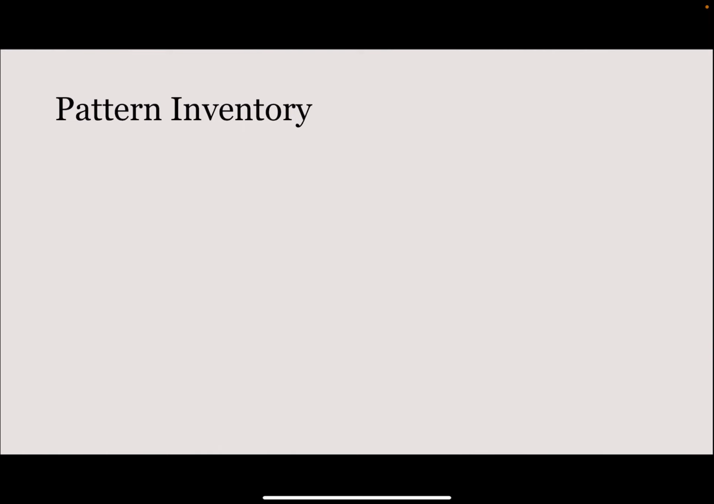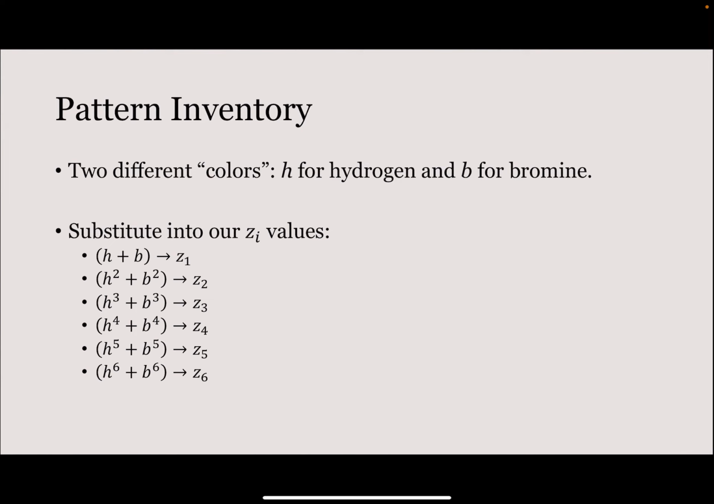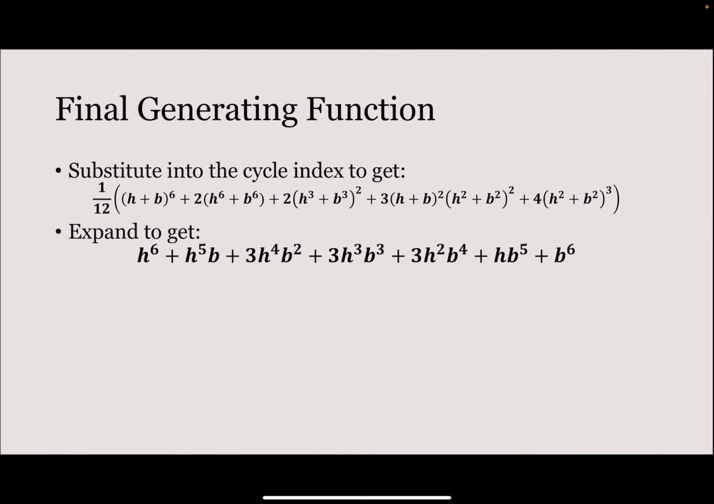Okay. The next step is to find a pattern inventory, which is essentially a generating function that tells us the number of each different type of compound. We have 2 different colors here, H for hydrogen and B for bromine. We're going to sub in the following into our cycle index: H plus B for Z1, H squared plus B squared for Z2. This gives us a generating function that tells us exactly what we need. Once we sub in these forms, we can expand and rearrange and get the following generating function like this.